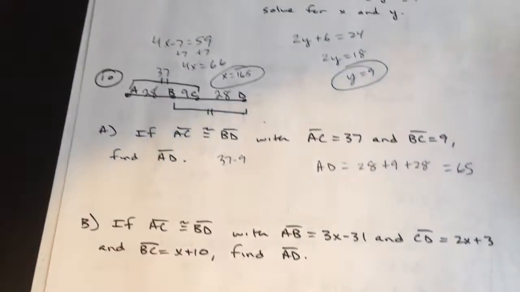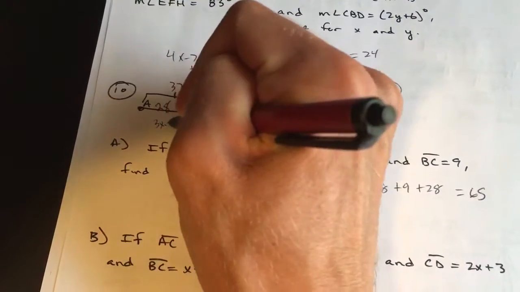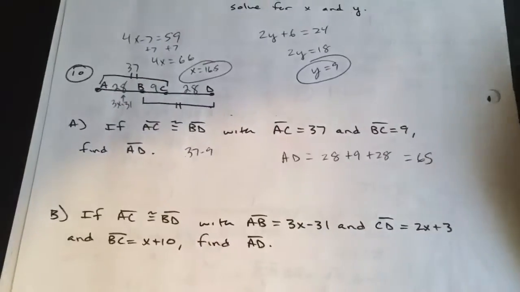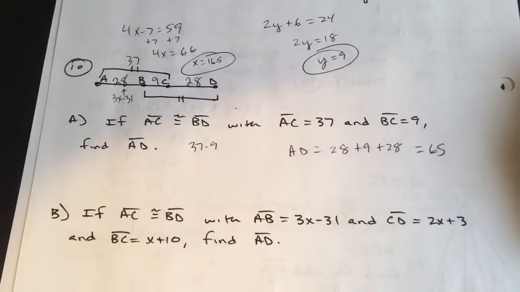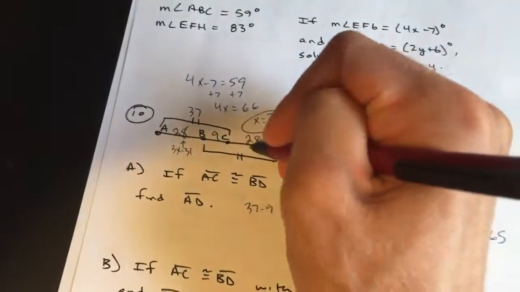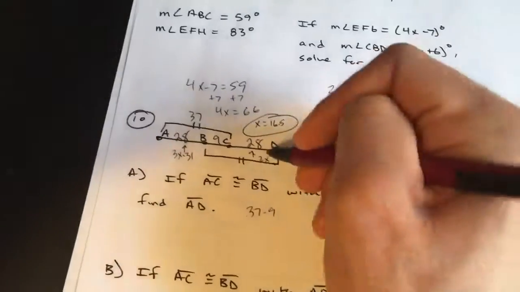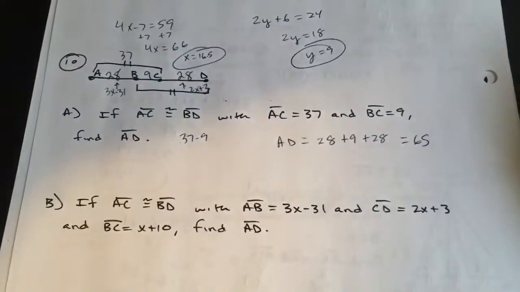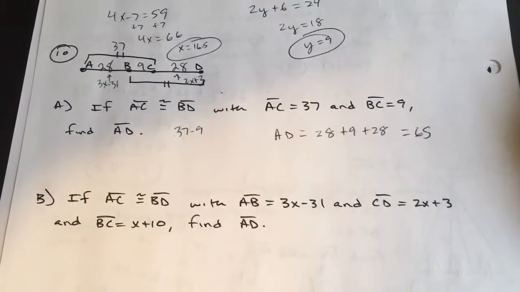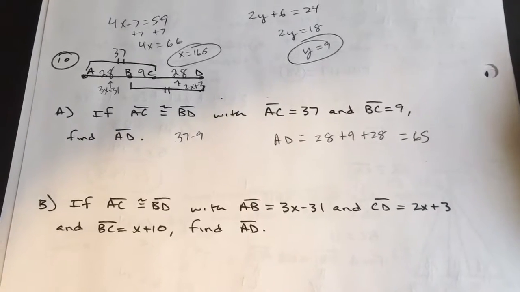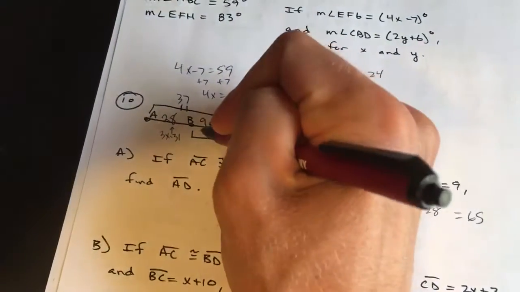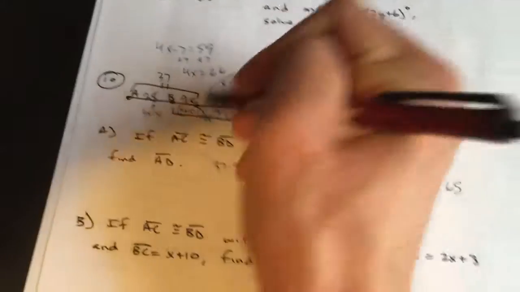You know that AB is 3x minus 31. It's no longer 28. And you know that CD is 2x plus 8. Well, folks, in the last one, we just said that AB was equal to CD, and that's going to be the same situation. So I know it says BC is x plus 10. We'll put that in there. But we're not going to do anything with it yet.